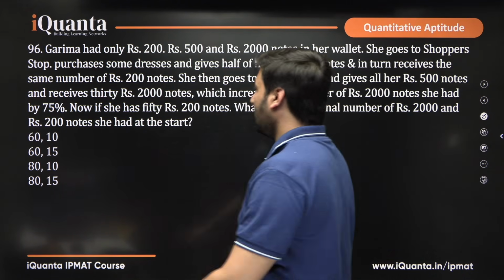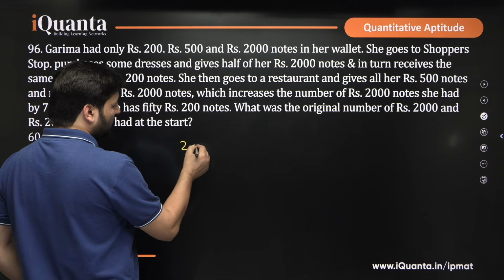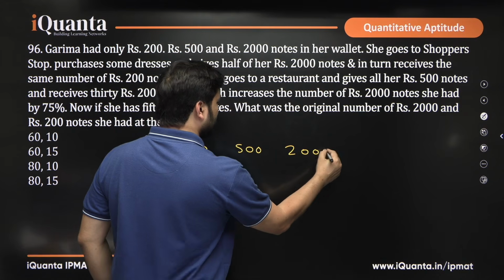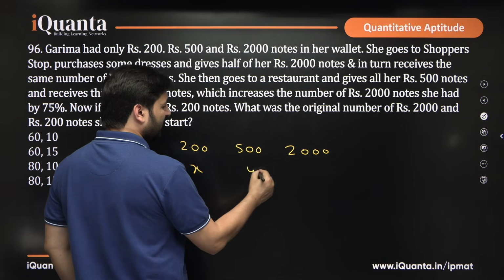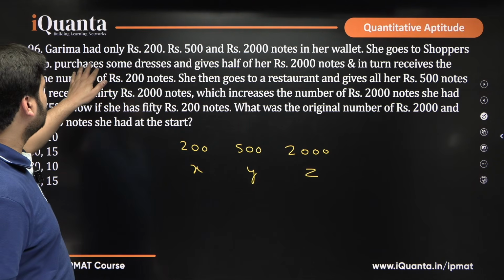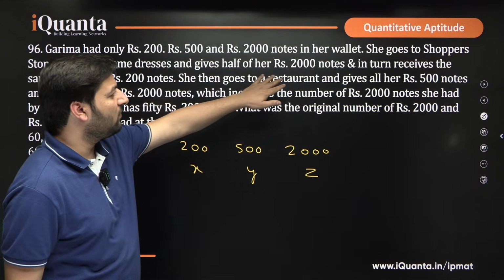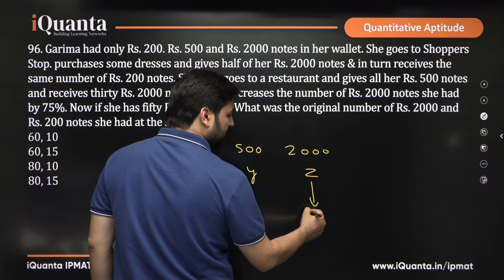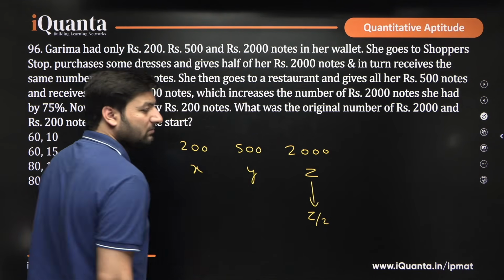Okay. So, there are 3 types of notes, okay, 200 rupee notes, 500 rupee notes and then 2000 notes. Let us say that she had X notes initially of 200, Y notes initially of 500 and Z notes of 2000. Okay, she buys some dresses and gives half of her 2000 notes. If she gives away half of her notes, she will be left with Z by 2. Yes or no?